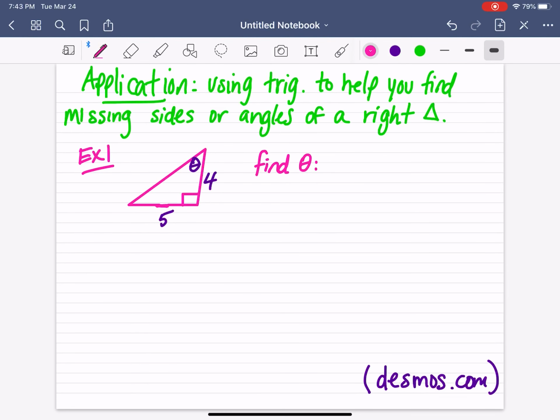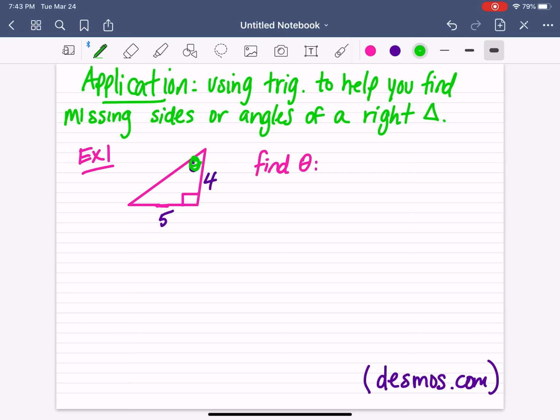Now let's apply all of that to the following problem. Use trig to help you find the missing sides or the angles for the right triangle. So for example 1, we are trying to find theta. What I mean by that is we are trying to find the measurement of this angle. So the very first thing that you do is label the given. So you're given this triangle.